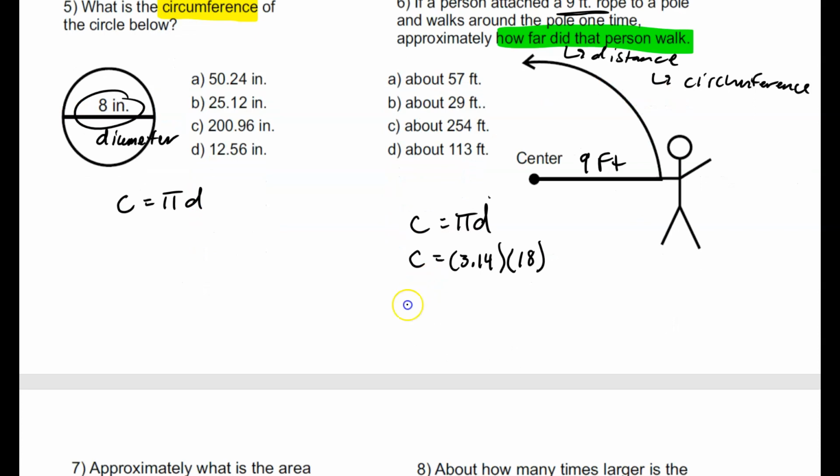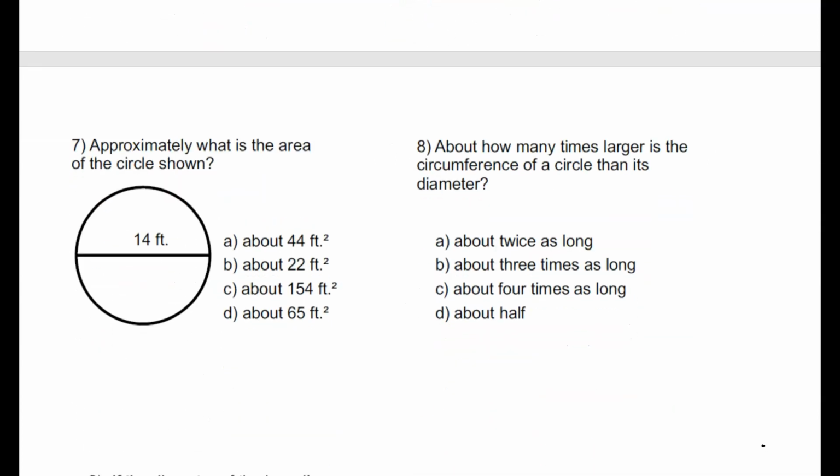So your answer for how far he's going to go in one trip around, 56.52 feet, so A, about 57. Again, I can't stress this enough. If you get an answer that isn't one of your answer choices, you've messed up. Go back and try it again.